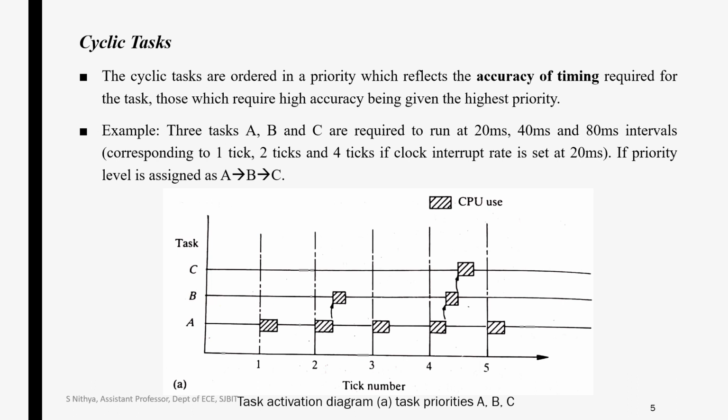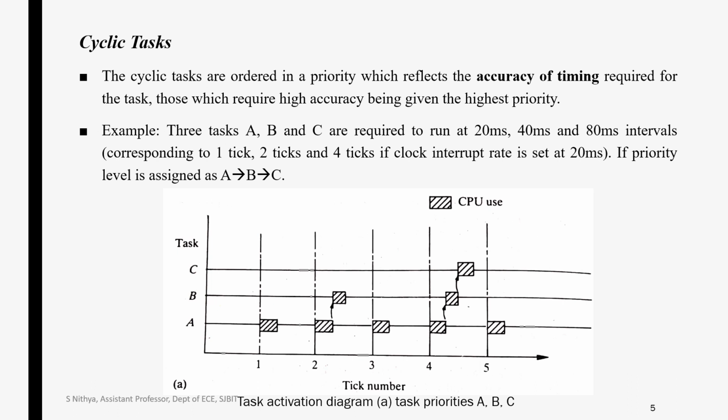You can see in this diagram that at tick 1, task A, which runs every 20 milliseconds, is the only task in the queue, so it will be selected for execution. In tick 2, task A is there and B is also there. But the priority given to A is high, and the priority given to B is low compared to A. So A will be executed first, then B will be executed. That's why the arrow mark is represented after A, and B continues.